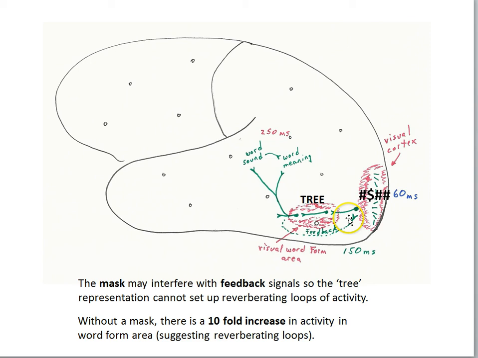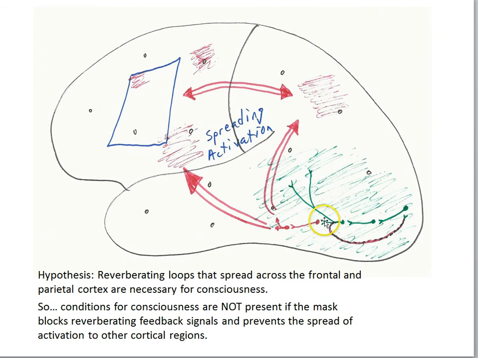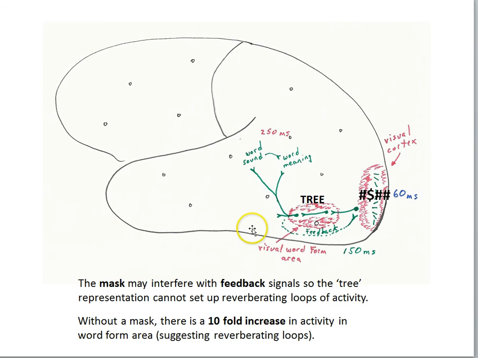Well, that mask then may be preventing the spread of activation that we saw for the condition of consciousness. You need to have the spreading activation, and the suggestion is the mask is preventing the conditions necessary for establishing strong loops of activity that then can spread to other parts of the brain. So the EEG data suggests that the mask is interfering with this spreading activation. The fMRI data suggests that the mask is interfering with the spreading activation. And so we come to the initial conclusion that for the stimulus, for the word tree to become conscious, the visual perceptual regions have to be able to communicate and set up loops of activity with important frontal cortex and parietal cortex systems in the brain.